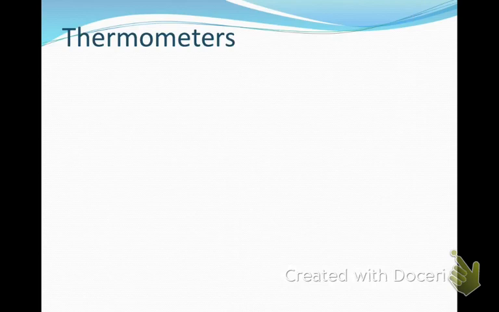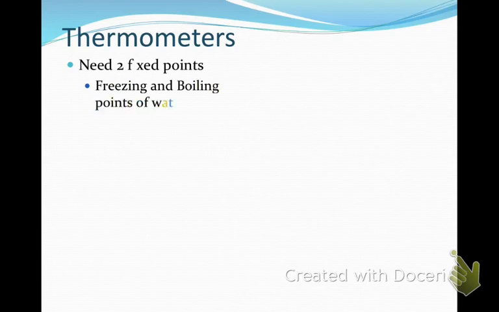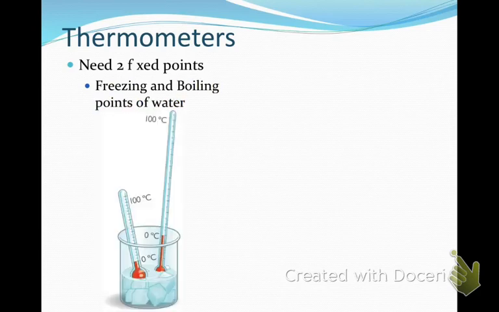Alright, so let's take a look at thermometers. We know we can measure the temperature using thermometers, but we need to make sure we have two fixed points. I don't know why the i is not in fixed. I apologize. Make sure you put that in there. Generally put the freezing and boiling points of water in there.